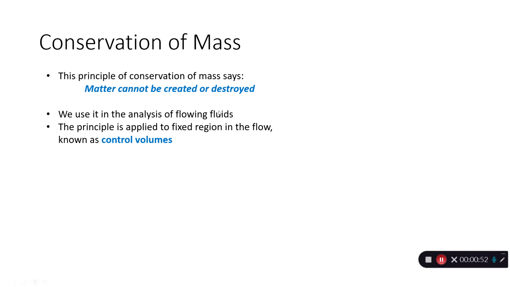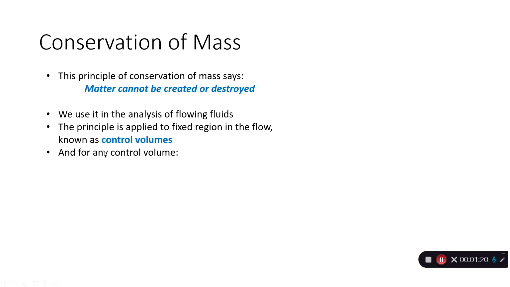And if you apply this principle to a certain region, for example, a pipe that is transporting water can be very, very long, many kilometers. So it's impossible to study the entire length. So we just take a portion of it, maybe just 1 kilometer of it, or even 2 meters of it. We call it our fixed region, and this is a control volume. So we only study this control volume.